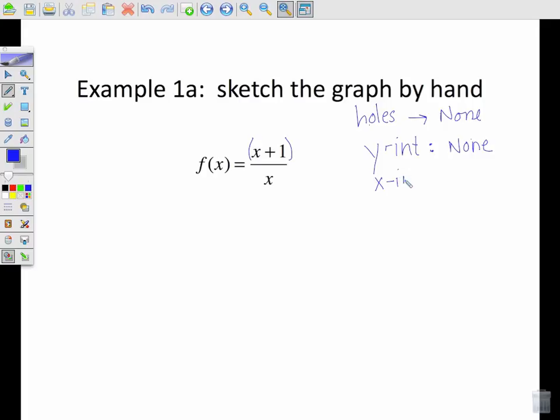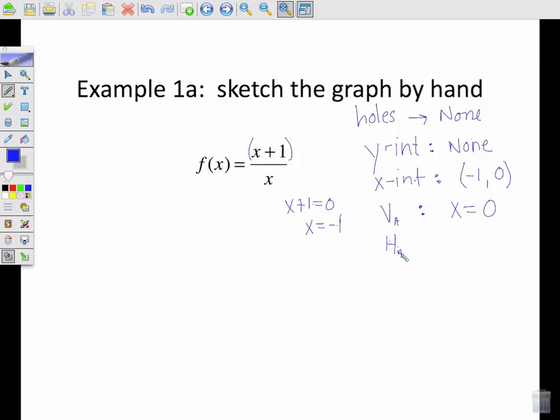X-intercepts. We're going to set our numerator equal to 0 to find the x-intercept. We would do x plus 1 is equal to 0, so x must equal negative 1. So my x-intercept is negative 1, 0. We're looking now towards our vertical asymptotes. You're going to let your denominator equal 0 here, so that would be x equals 0, which is also why we do not have any y-intercept. It all runs together there.